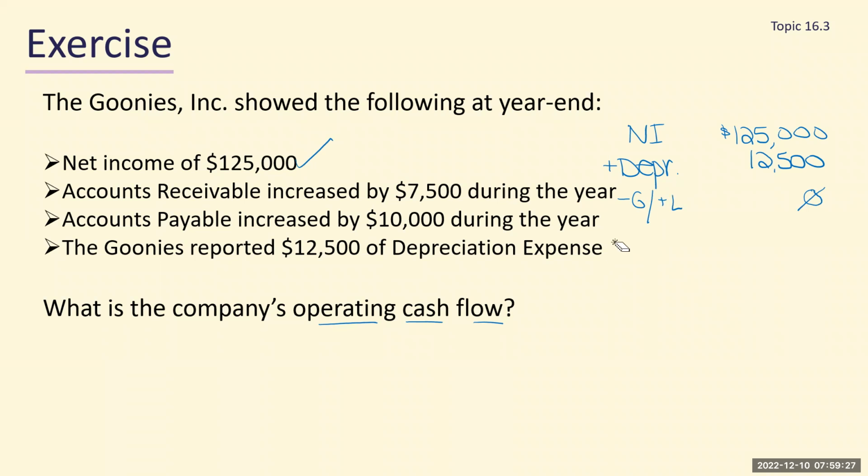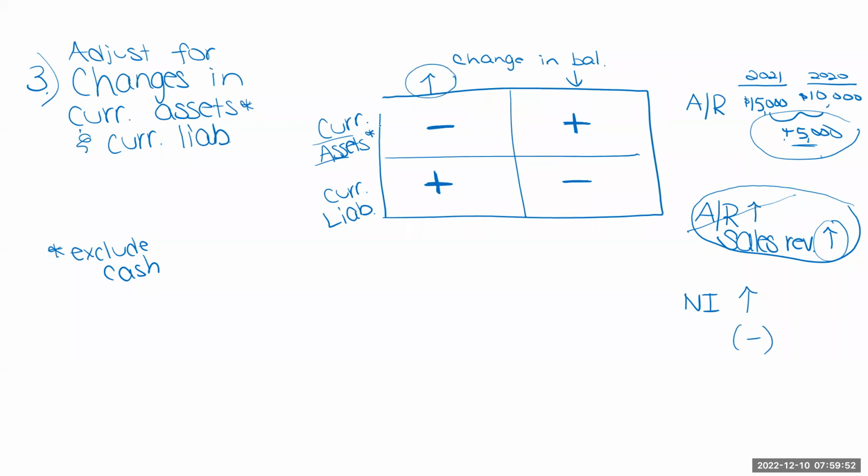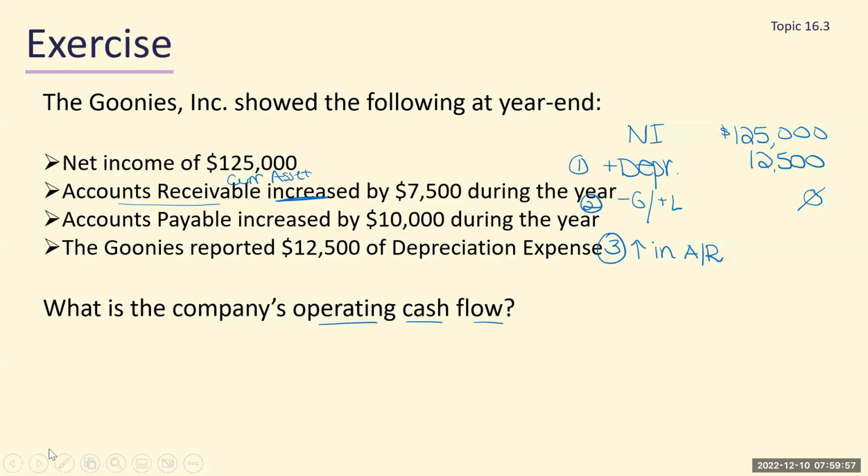And now we're on to our third adjustment. So here was our first one, our second one. Now we're on to our third, which is changes in current assets and current liabilities. Accounts receivable, that's a current asset. Okay, we had an increase. So increase in AR. Now, if we have an increase in AR, let's go back to our table. An increase in AR, which is a current asset, you're going to subtract it. Subtract the change.